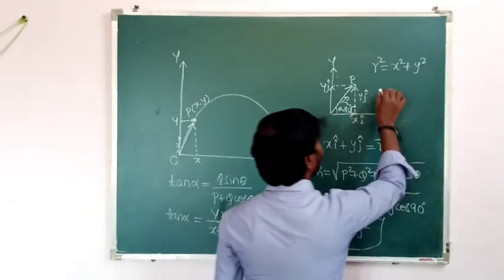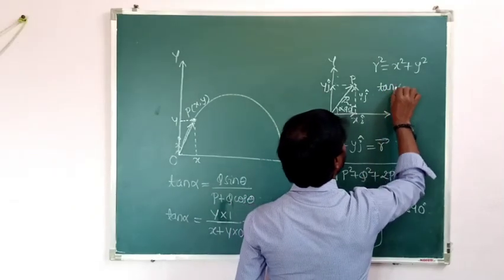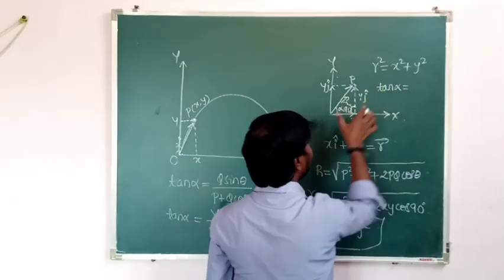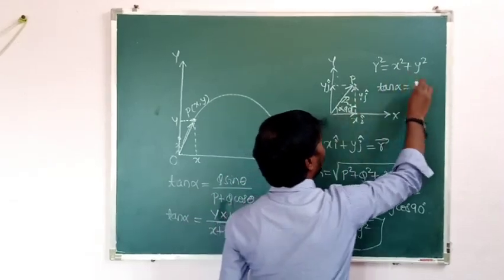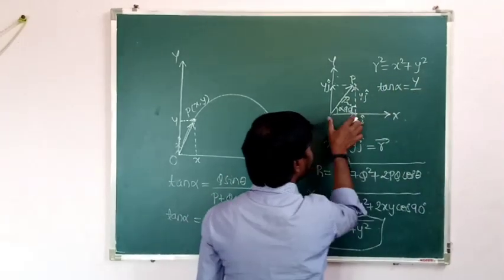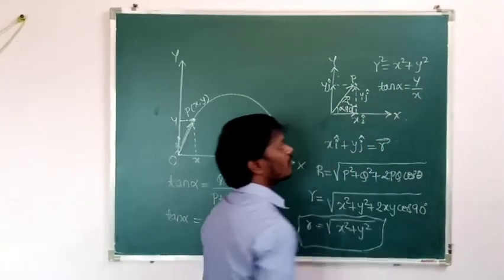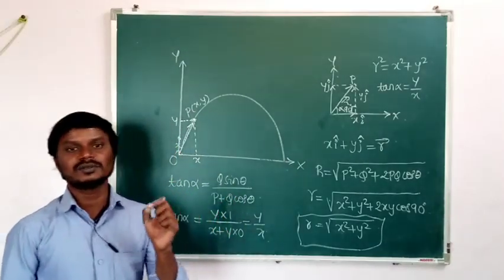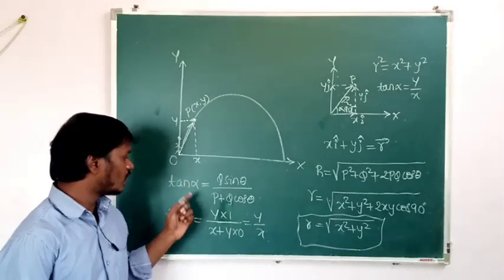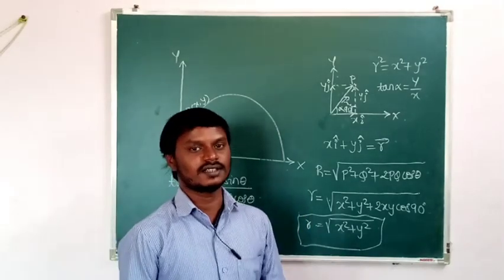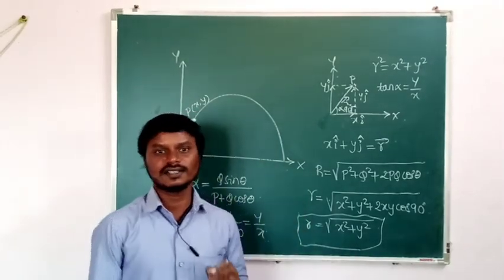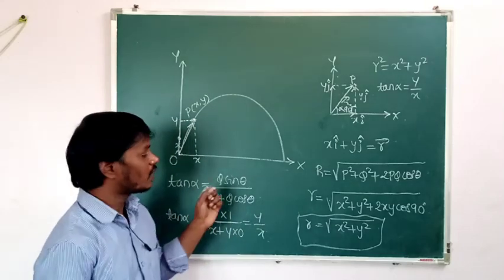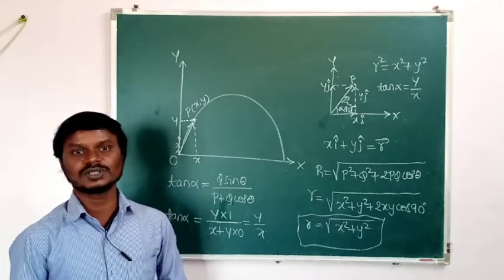Then tan alpha is equal to opposite side divided by adjacent side. Opposite side y, adjacent side x, that is y by x. So this is about how to find the magnitude of position vector and how to find the direction of position vector. So in today's class let us discuss what is a displacement vector in case of motion in 2 dimension.